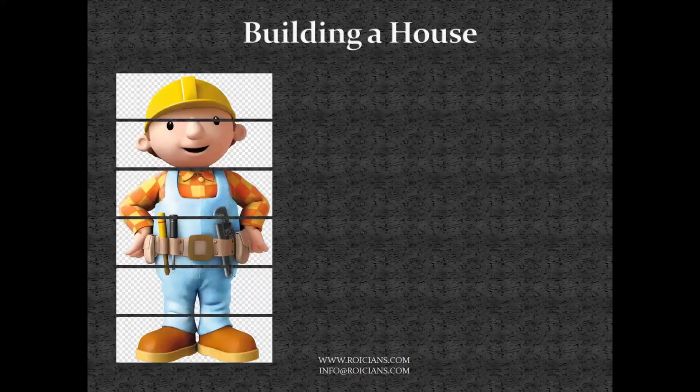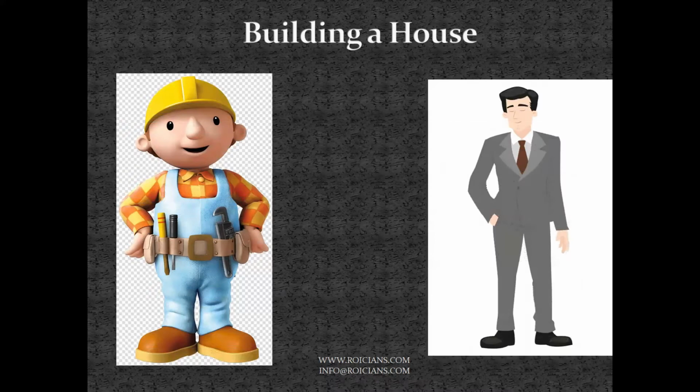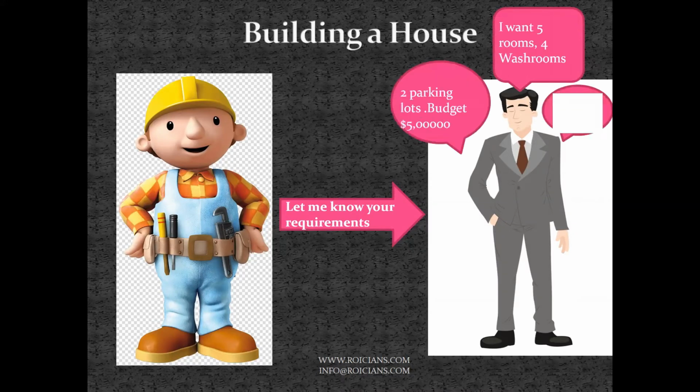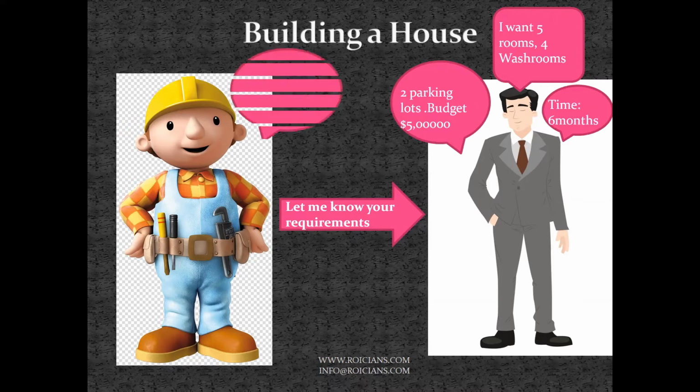So guys, meet him. He's Mr. Bob. He got a call from Mr. Klein that they want Mr. Bob's company to build a house for them. So Mr. Bob will say, okay, let me know your requirements. Mr. Klein will give all the requirements which are there on top of his head. He'll say, I want 5 rooms, 4 washrooms, 2 parking lots, budget is $5 lakh, and I can give you a timeline of 6 months. Mr. Bob will say, all right, we'll go ahead with it. Let me talk to my team for analysis.